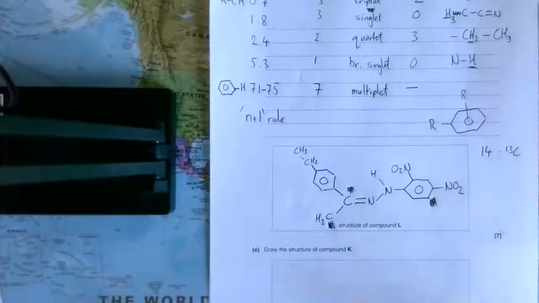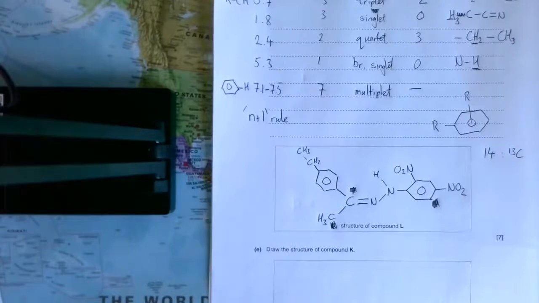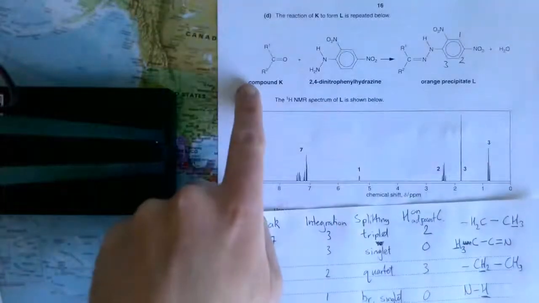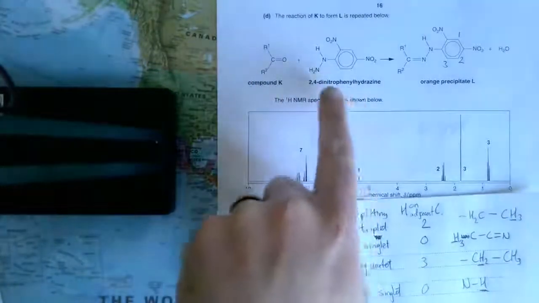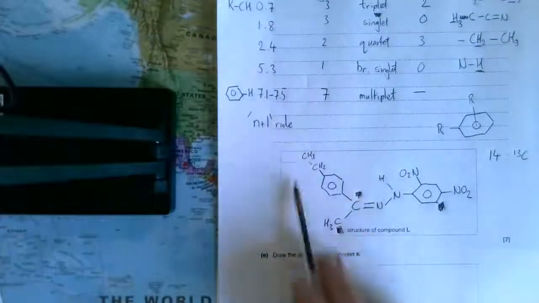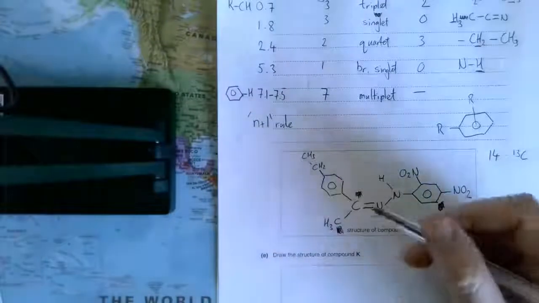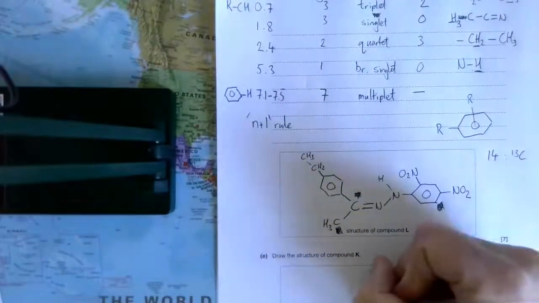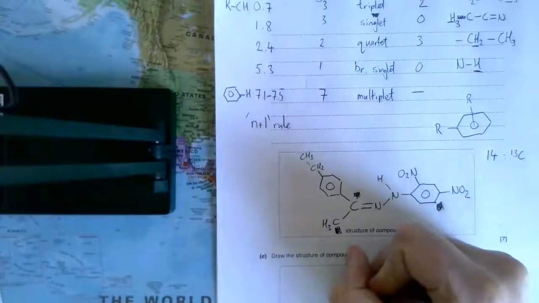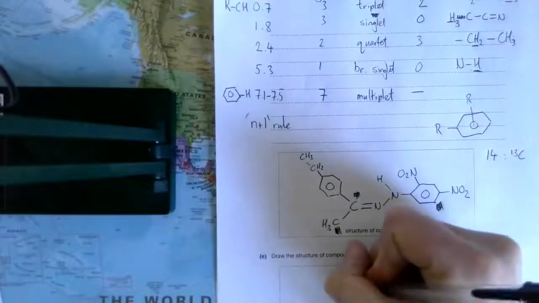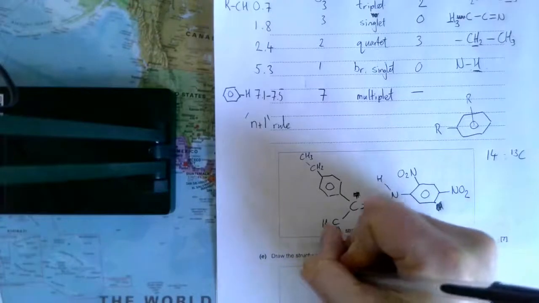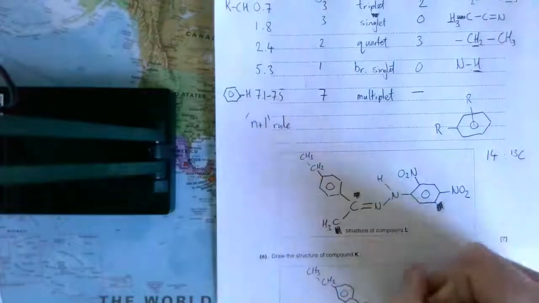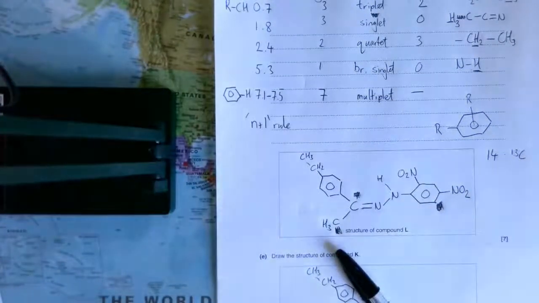So, the very final part of the question, the structure of compound K. Compound K is the carbonyl that leads to this, so it's a mark for taking whatever you put here and replacing the nitrogen with a double bond to the oxygen. Thank you very much.